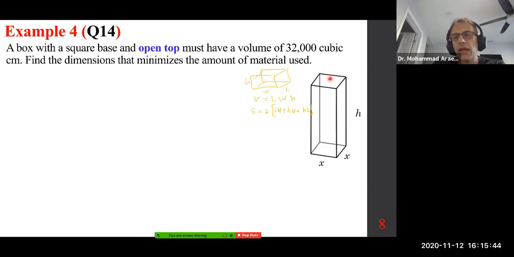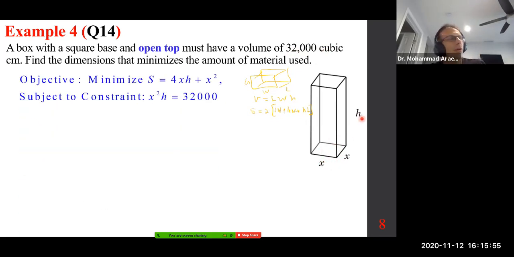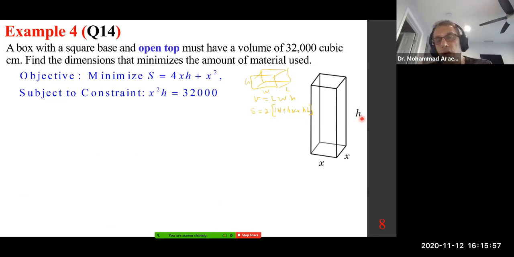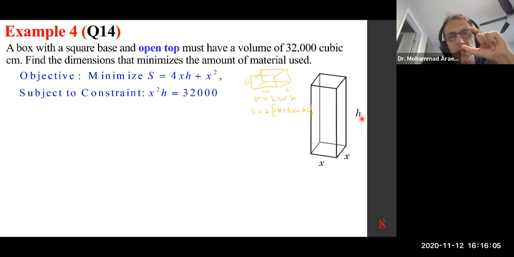And what is the surface area? As I mentioned, x squared plus 4xh, and the volume is the area of the base, x squared, times h, is 32,000. So I wanted to remind you about a piece of geometry class, and I hope everybody's comfortable with that. So, information from geometry: the volume and surface area of a rectangular solid.